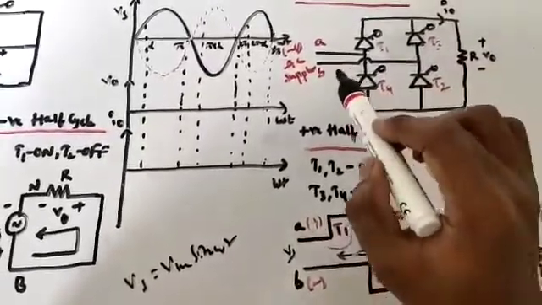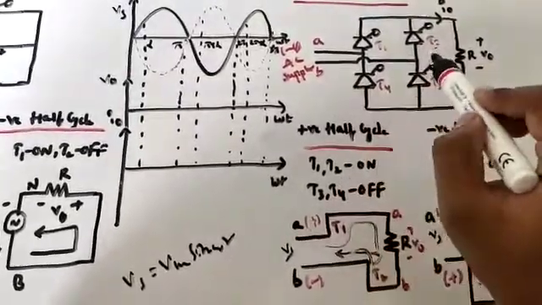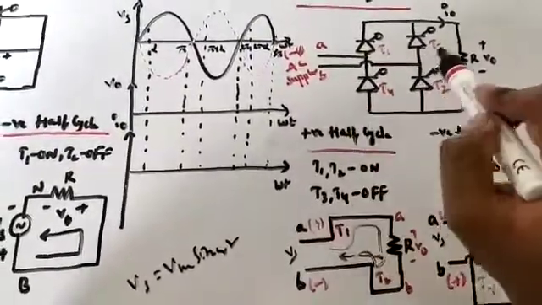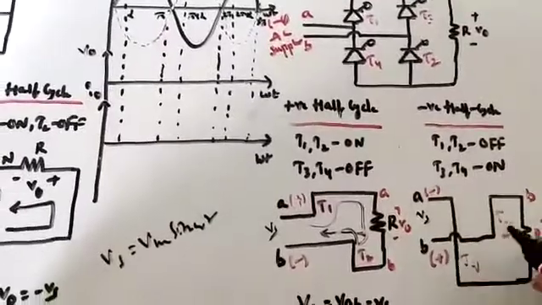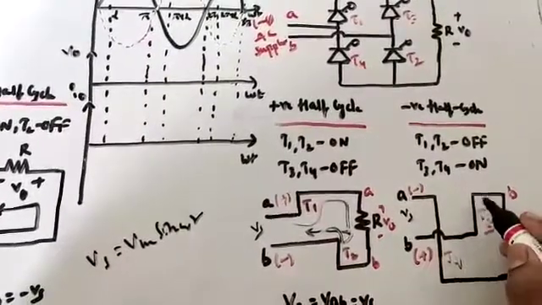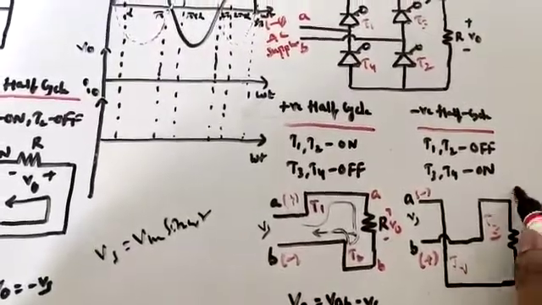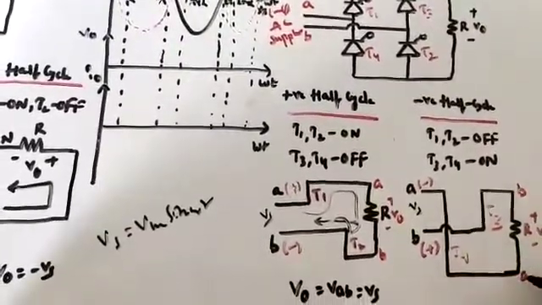So how does the current flow here? Current flows from positive, in this particular fashion. So this B is going to be represented over here. B is positive, right? So positive is going to be across T3, and then to the load terminal. B is connecting over here and E is connecting over here.